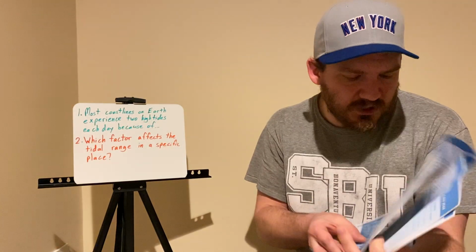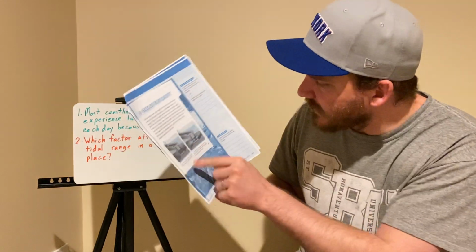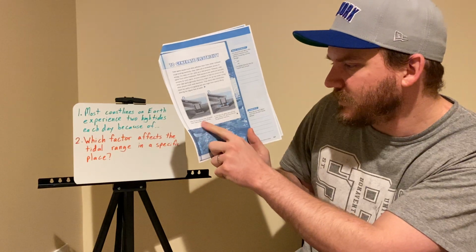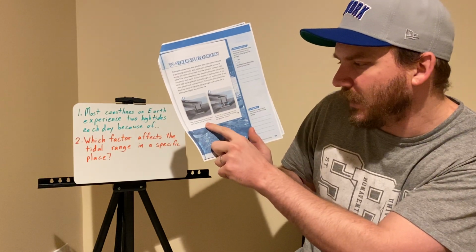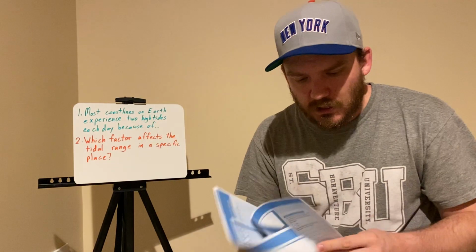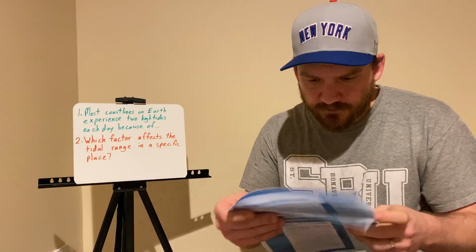On page 107, why is the water on each side of the dam at different levels? This one's a right there question. It literally tells us in the caption, when the tide begins to lower, the gates close, trapping water behind the dam. And that's going to be our answer there.